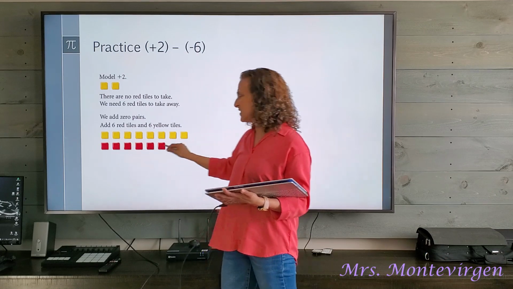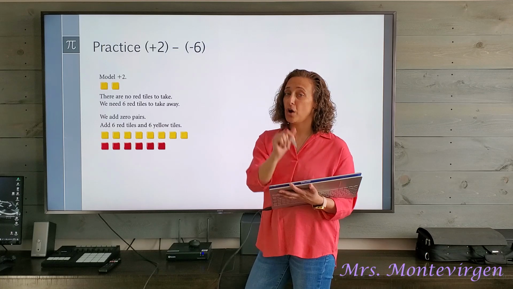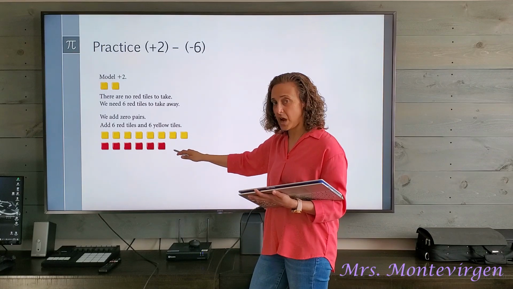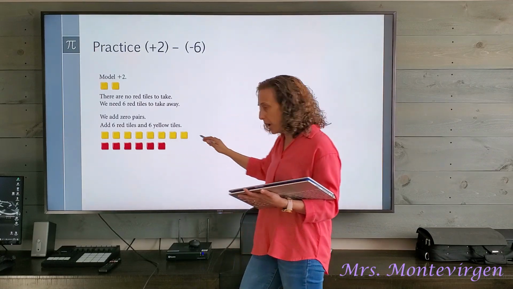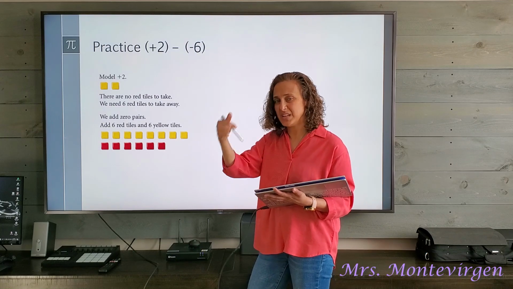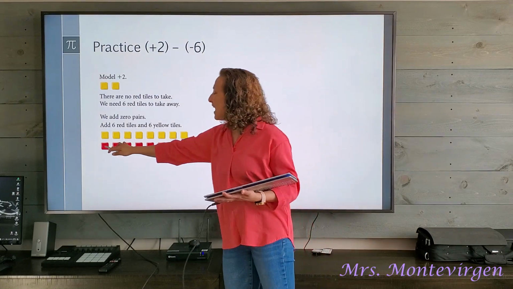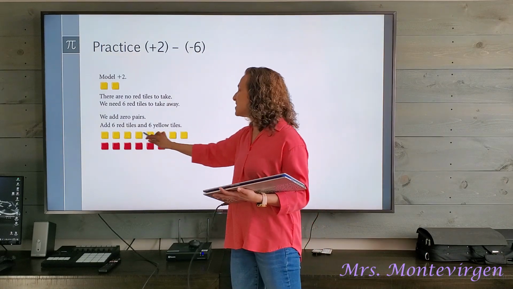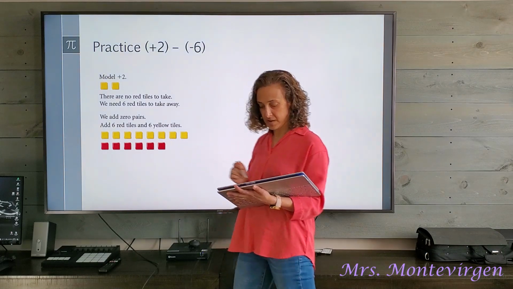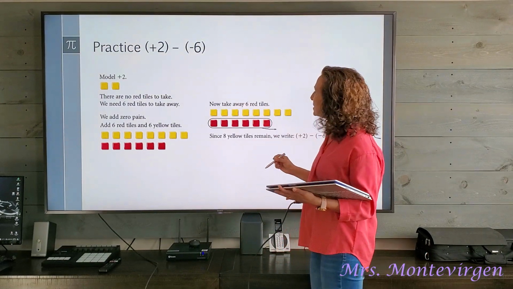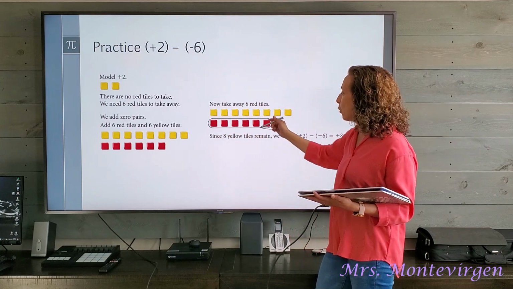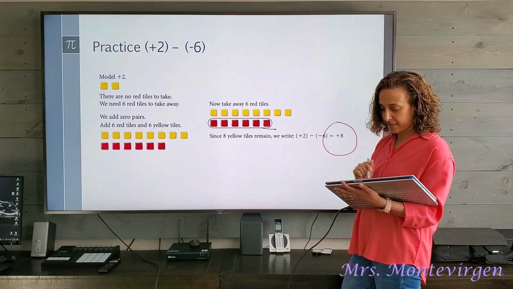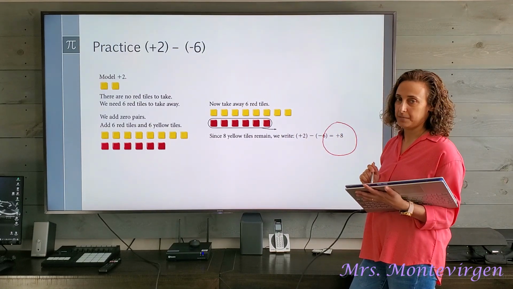I've added 6 negative tiles, but I've been saying all along you have to add in 0 pairs. So if I added 6 negative tiles, I have to add 6 positive tiles. I always have to add them together in pairs. So in this case, I had to add 6 negative tiles, and I'm going to add 6 positive tiles to go along with it. And then, now that I have them together, now I can go and take away those 6 negative tiles. And when I see what's left, I see that I have 8 positive tiles left.